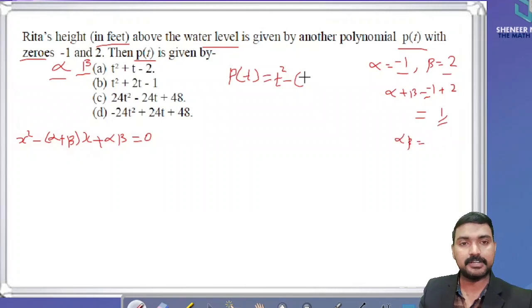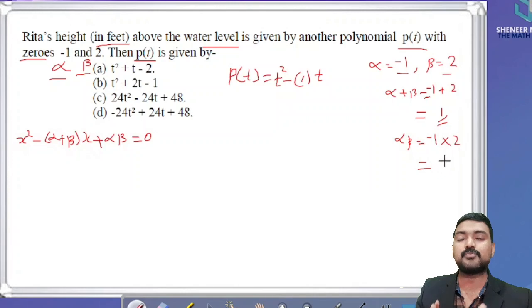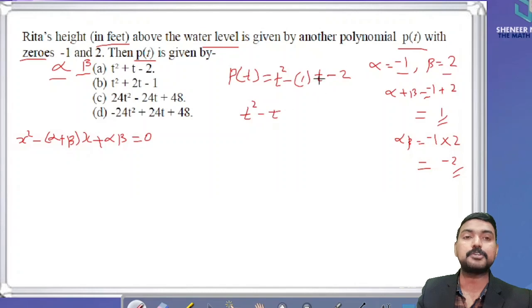So minus 1t, that means minus t, plus alpha beta. Alpha beta means minus 1 into 2, minus 1 into minus 2. So we got the equation t square minus t minus 2 is equal to 0. But this option is not given in the question.